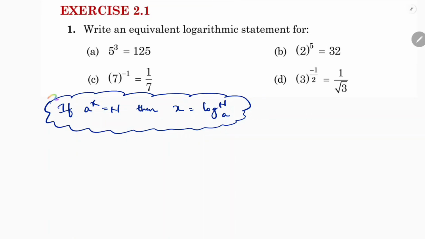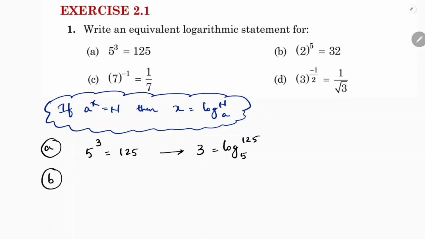Now if you remember this statement, if a power x equals n, then x equals log n to the base a. So with the help of this, see the first question here, 5 power 3 equals 125. If we compare with the definition, a power x equals n, in place of x we have 3, and in place of n 125. So the answer will be 3 equals log 125 to the base 5.